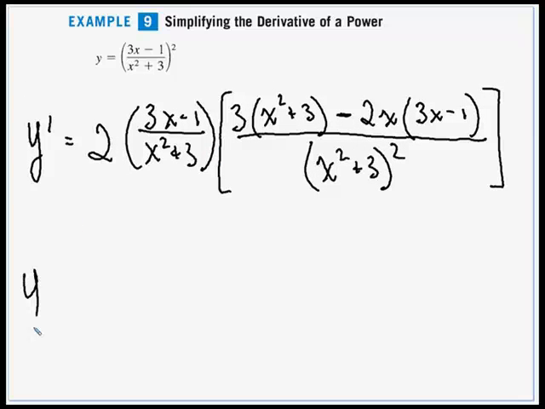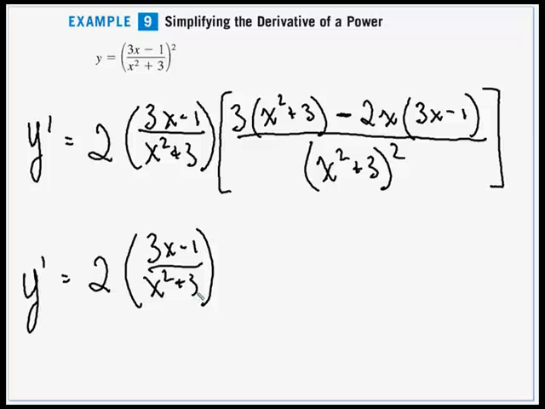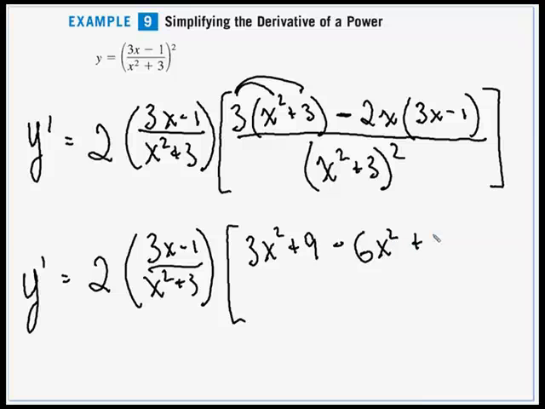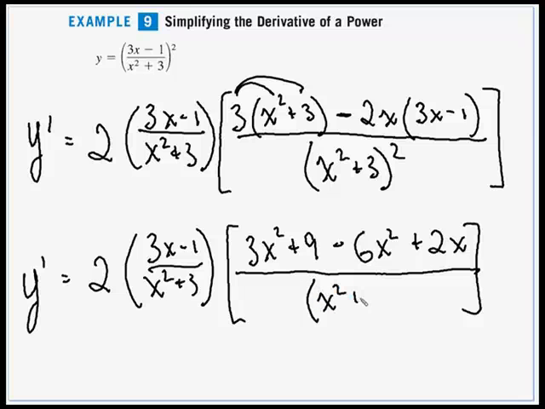And the beginning of this is going to remain the same for now. 2 times our quantity here. In this numerator, distribute the 3. So we're going to have 3x squared plus 9. And then a minus 6x squared plus 2x, all over that same denominator, x squared plus 3, quantity squared.